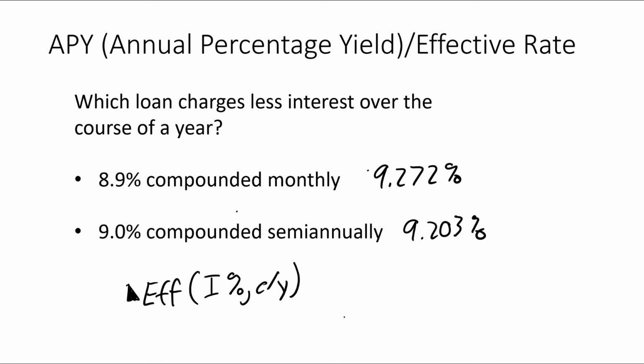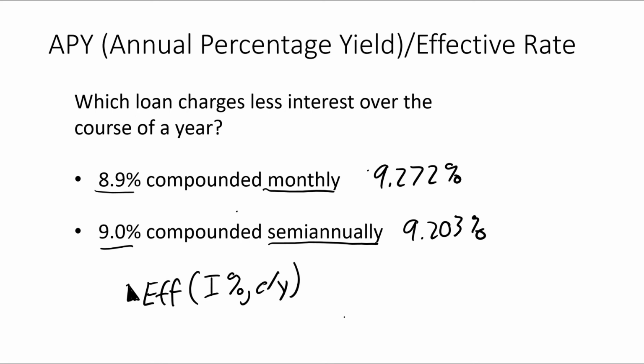And so what we see here is that you would actually pay less interest with the 9% loan, compounded semi-annually, than you would with the 8.9% compounded monthly. And that all has to do with the frequency of compounding. Because the 8.9% is compounded monthly, the compounding actually means you end up paying more money over the course of a year.